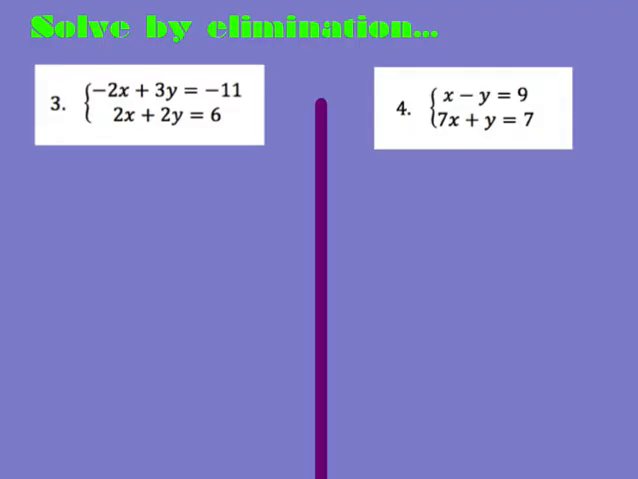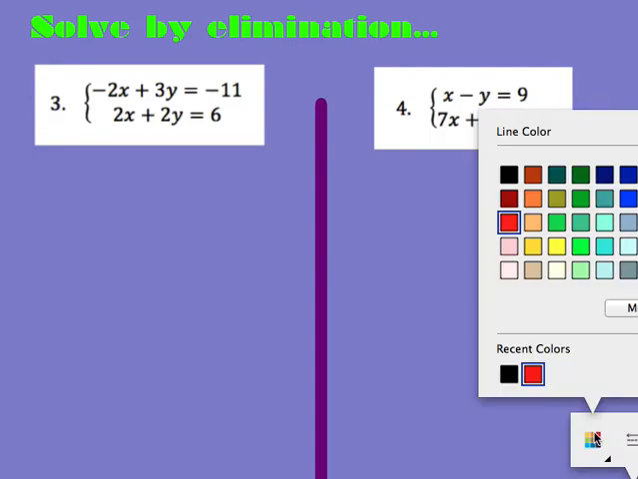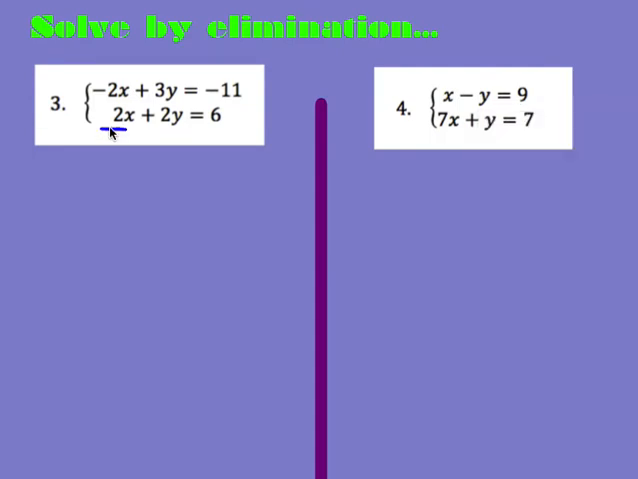Next, let's take a look at number 3. So again, I want to take a look at my coefficients. I notice that I have a positive 2x and a negative 2x. Same number, opposite sign. I'm good to use elimination. So I can go ahead and add down the columns, and those will cancel out when I add down the columns.